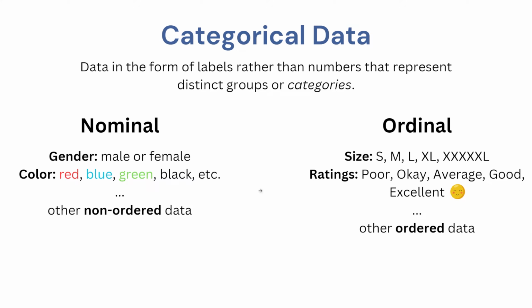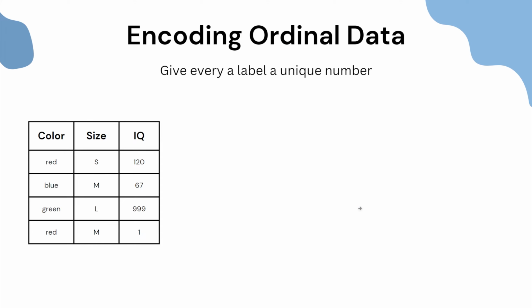Ordinal data is ordered in some way. So let's start with the ordinal data. How can we encode it, meaning translate it into numerical data? Here we have a little dataset. We have color, size, and IQ.